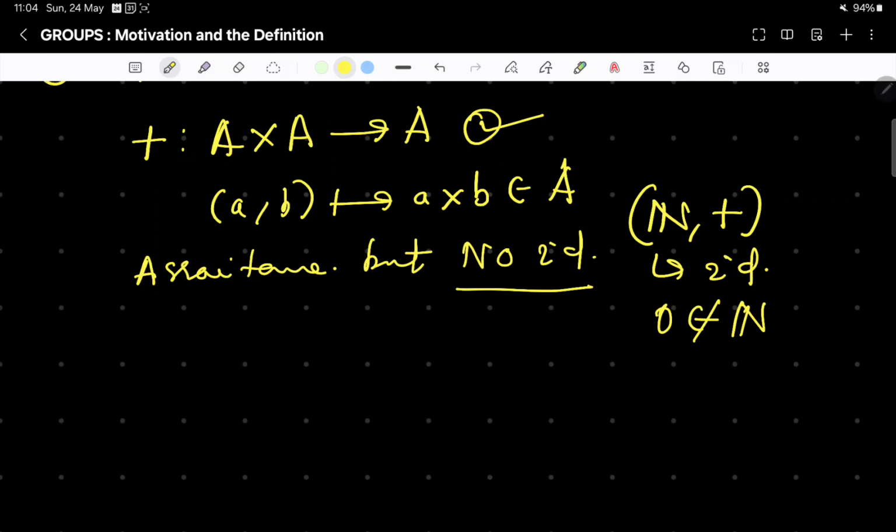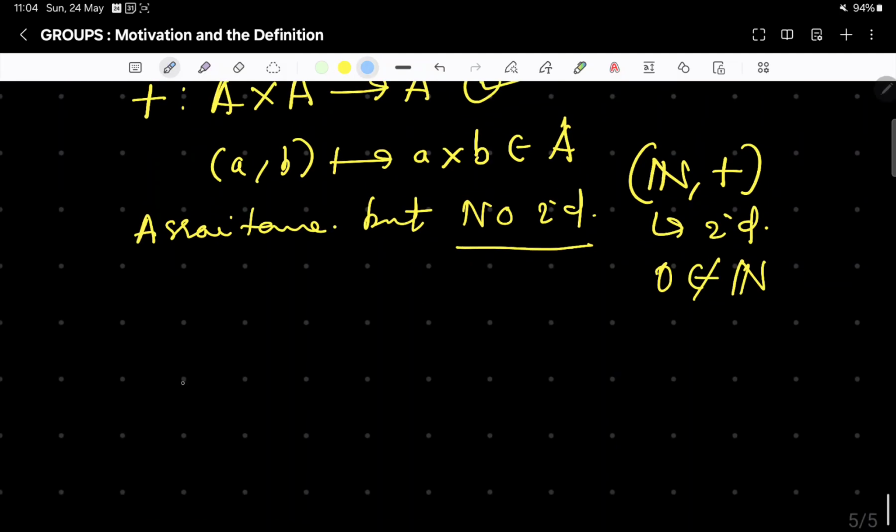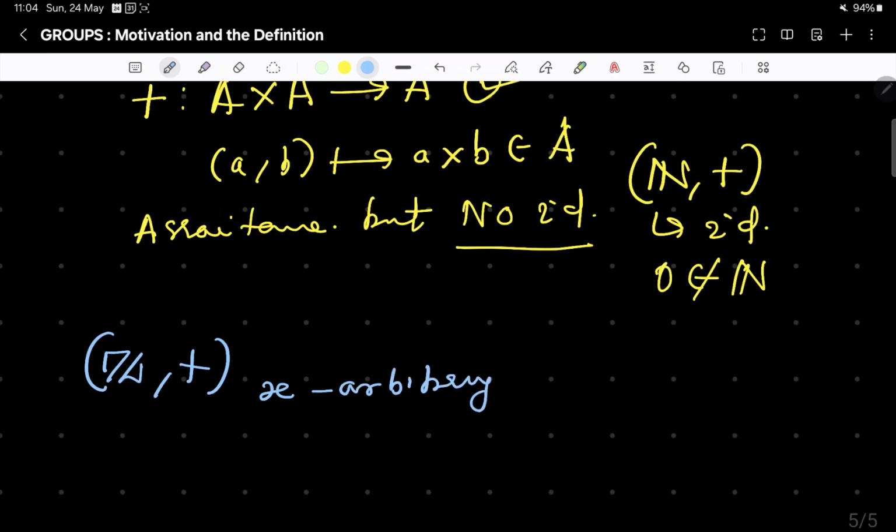Now how do you find if at all if there is an identity, how do you find it? So in Z, how do you find it? Z is the operation. So you know that identity means what? For any x, you should take x arbitrary. Arbitrary means x can be anything.